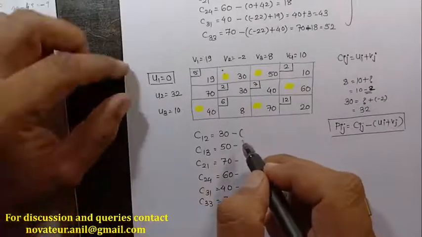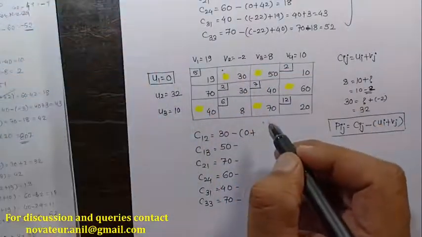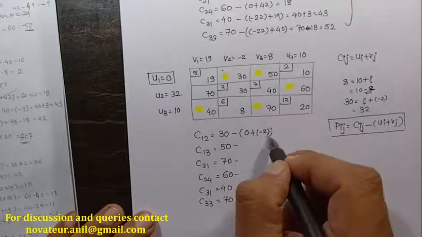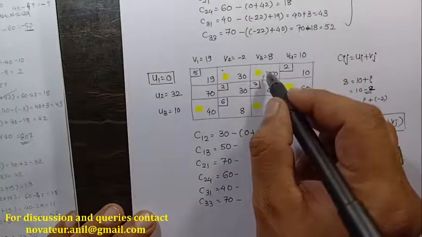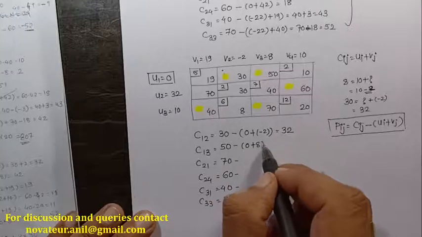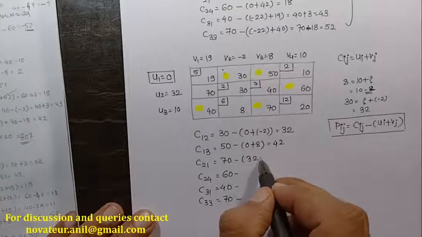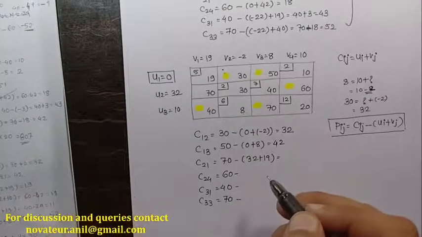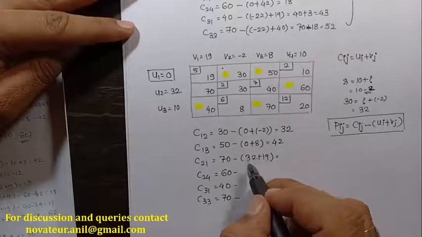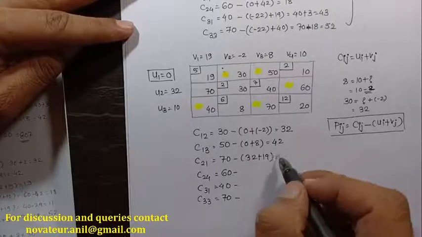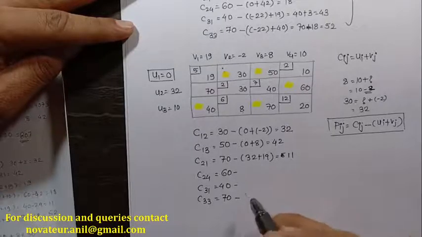adjacent u and v values. What are the u value here? 30. This guy u is 0, plus this is minus 2. This is nothing but 30, minus minus get positive, so this is 32. C13 is this. 50 minus 0 plus 8, so this is nothing but 42. 70, this is 70 is equal to u value is 32, v value is 19, so this is equal to 32 plus 19, 51, 70 minus 59 is equal to 11.